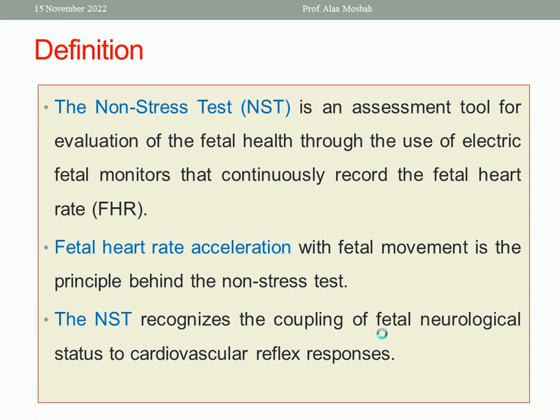So what is the definition of a non-stress test? It is an assessment tool for evaluation of the fetal condition through the use of electronic fetal monitors that continuously record the fetal heart rate. So, what is the principle behind the non-stress test? The principle is that there is acceleration in the fetal heart rate with the fetal movement. So, the non-stress test recognizes the coupling of fetal neurological status to cardiovascular reflex responses.